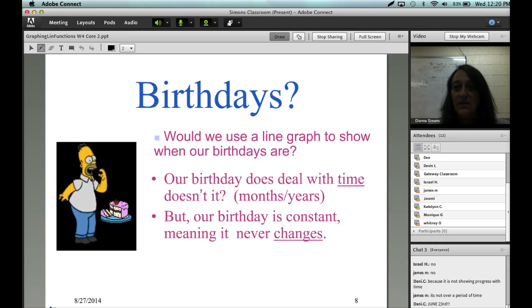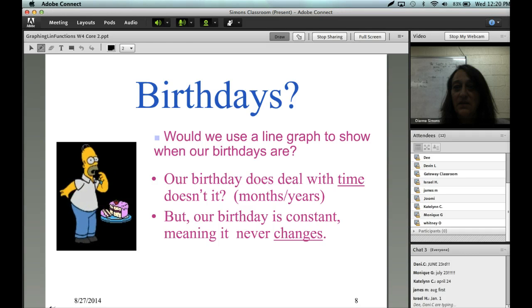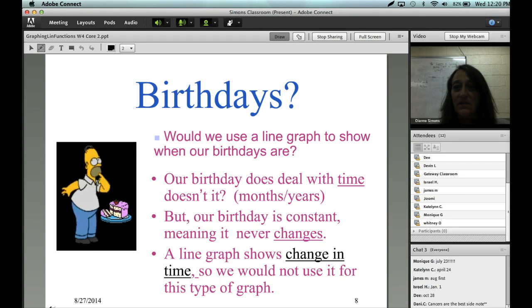Anybody else? Oh, my birthday's next month too. Yay. My son's is the 21st. Yes. Oh, January 1st. See, everybody's birthday is consistent and it never changes. So a line graph wouldn't show you anything.